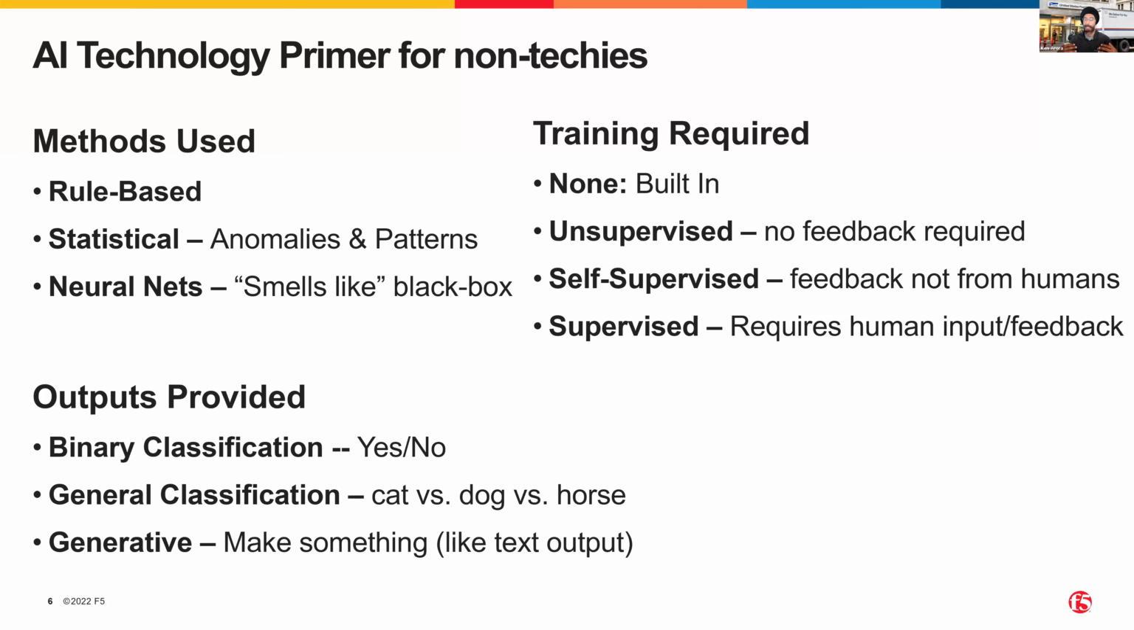Then we have what are the outputs? What do you want to get out of this AI in the solution? Is it about just a classification? Yes, no, binary classification. Ham versus spam, DDoS versus good traffic. If so, that leans towards some of the methods that might be more statistical, correct? Or is this what we call general classification? You know, cat versus dog versus horse.